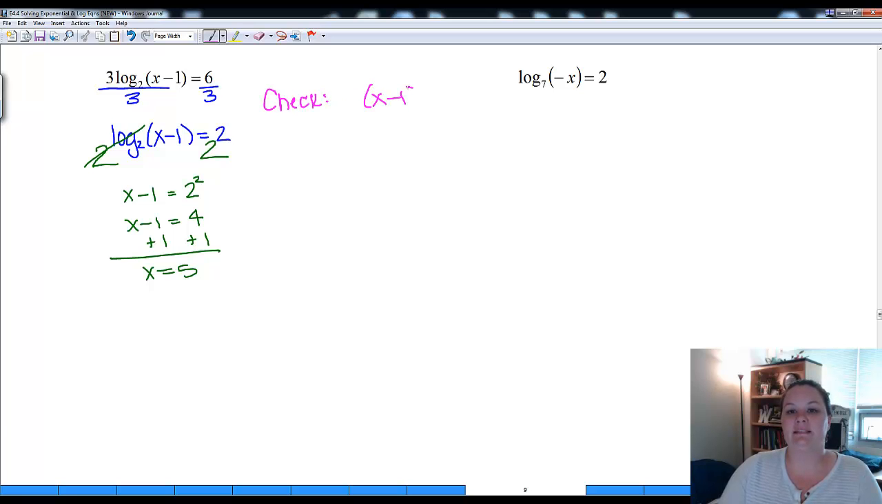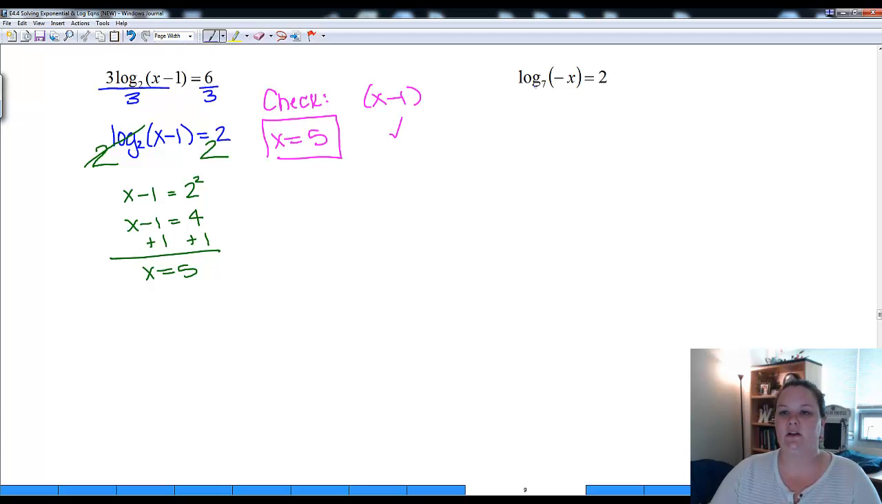I'm going to write out my inside value of my log, which is x minus 1, and I'm checking x equals 5. If I plug 5 into this quantity, 5 minus 1 is 4, which is not negative and not 0. So that solution is okay. Okay, let's look at another one.